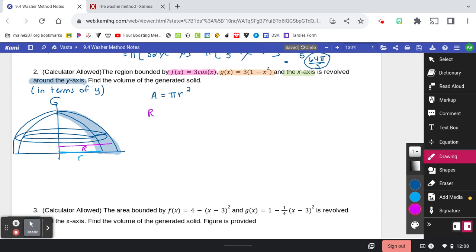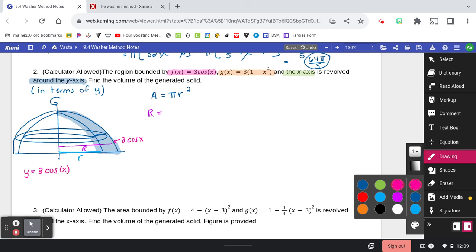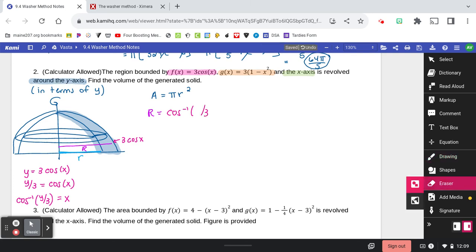Now, remember how at the beginning we said everything here needs to be in terms of y? In order to find big R, we need to do right minus left, but that means we need to figure out what 3 cosine of x would be in terms of y. So if you imagine that y is equal to 3 cosine of x, in order to get x by itself, I would divide by 3, and then in order to undo cosine, I would do inverse cosine on both sides. Now, when I do right minus left, I'm going to end up with inverse cosine of y over 3 minus 0, which is just inverse cosine of y over 3.